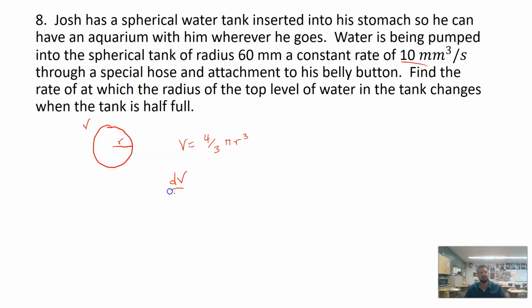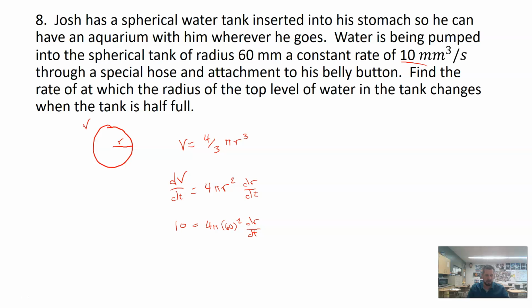So I'm going to take the derivative of that, and I get dV/dt is equal to 4 pi r squared dr/dt. And it tells us in this problem that the radius is 60 millimeters, so I'm going to put 60 in there. And I know that water is being pumped in at a rate of 10 cubic millimeters per second. It's going in, so my dV/dt is going to be 10. So what I'm looking for now is dr/dt.